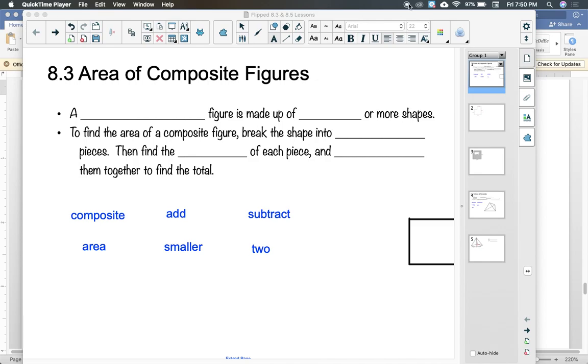All right, so really quick video here on 8.3. This is the area of composite figures. If you have any questions, make sure you write them down so we can discuss them, but I think you'll have a really easy time with this.